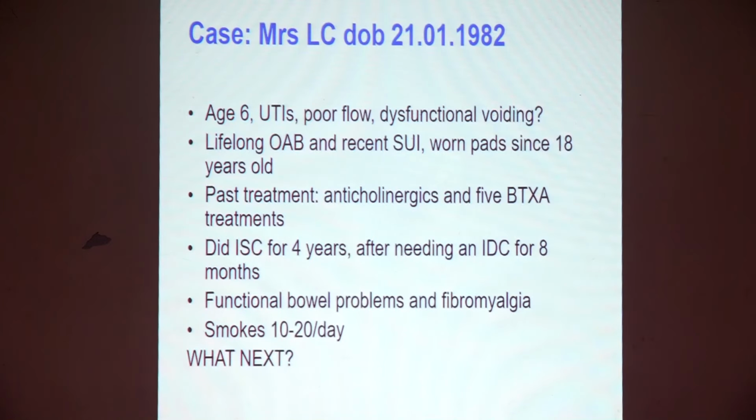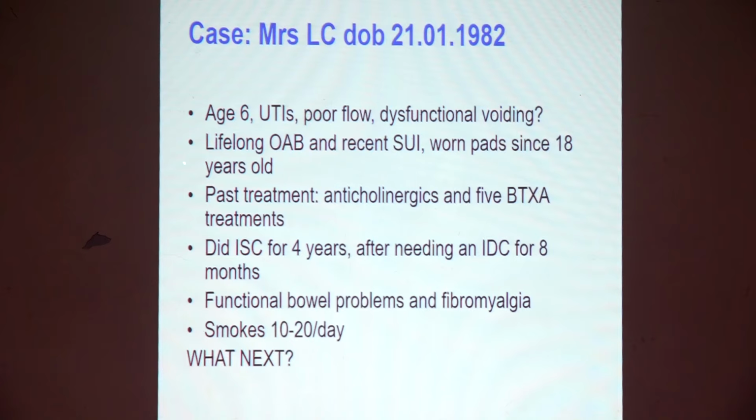Now, the next patient is a different sort of problem. At the age of 6, she was having urinary infections, and she was referred to a urologist in another town. They said she had poor flow, and they postulated that she had dysfunctional voiding. Just to remind you, dysfunctional voiding is usually seen in kids and is some strange learned behavior where they keep contracting their pelvic floor during voiding. Nobody quite understands why this occurs, but if you give them pelvic floor biofeedback, they can often learn to relax their pelvic floor much better. Anyway, she didn't have any of that treatment.